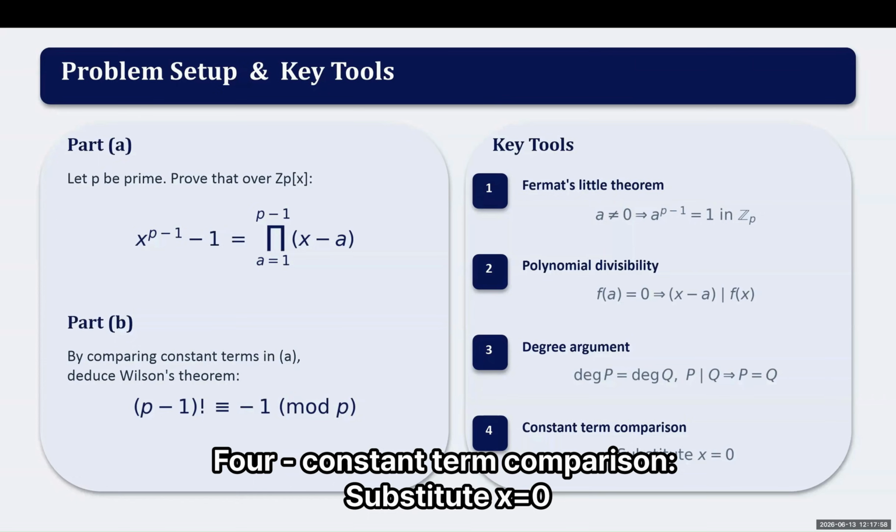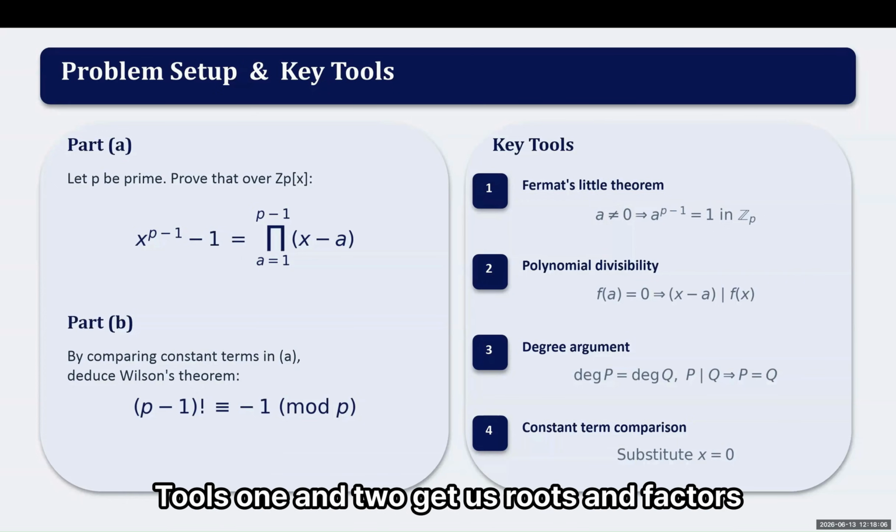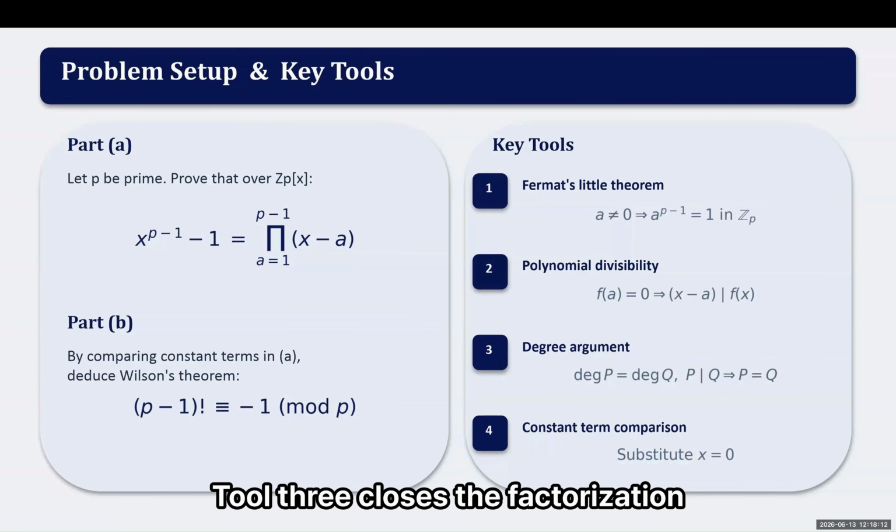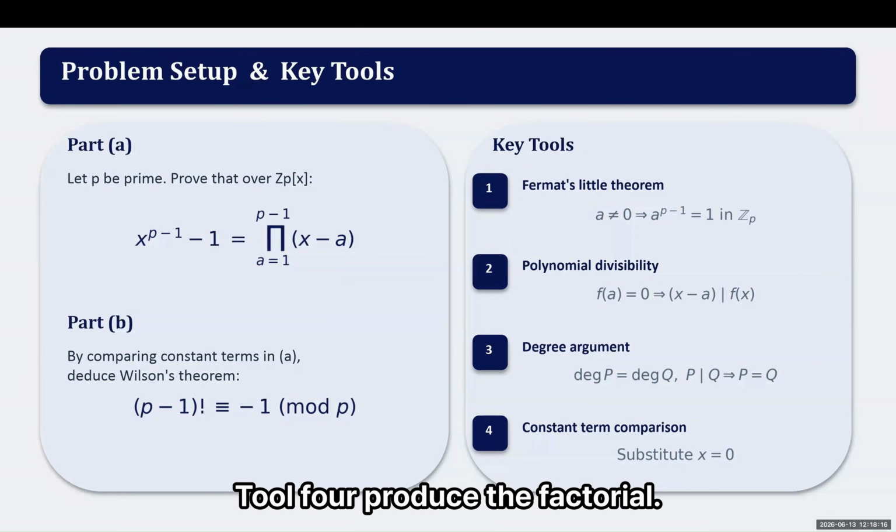4. Constant term comparison. Substitute x equal to 0. Tools 1 and 2 get us roots and factors. Tool 3 closes the factorization. Tool 4 produces the factorial. Keep this roadmap in mind.